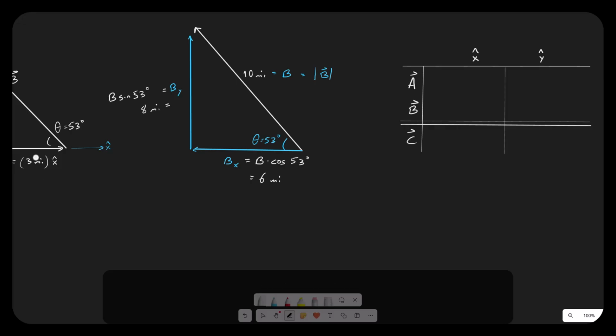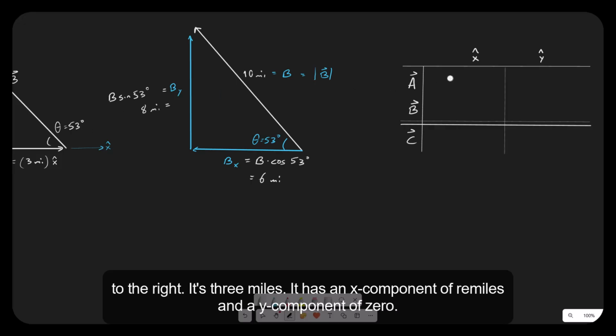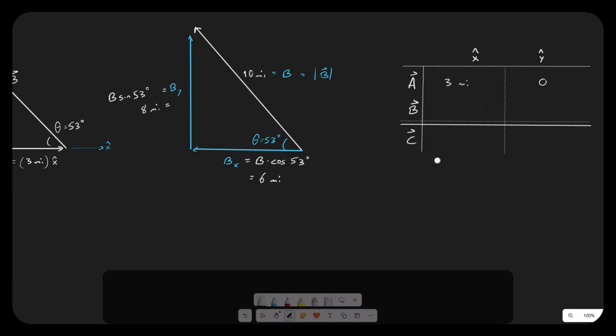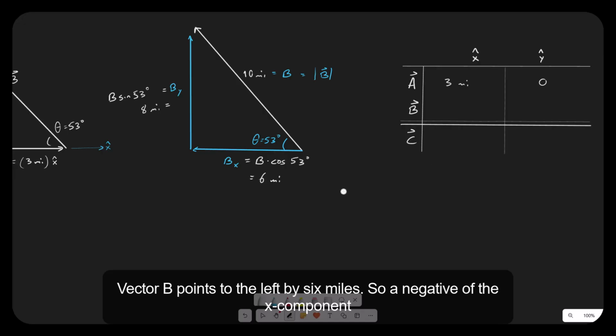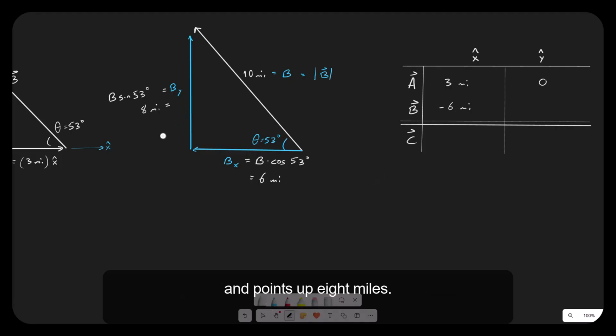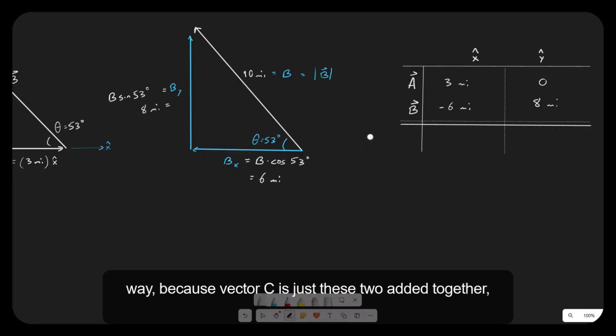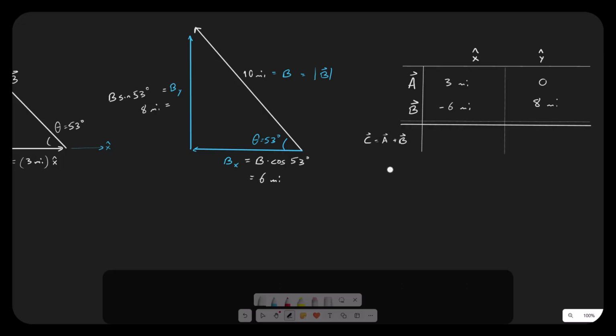Vector A points to the right. It's 3 miles. It has an x component of 3 miles and a y component of 0. Vector B points to the left by 6 miles, so negative for the x component, and points up 8 miles. And then because vector C is just these two added together, I can add the components. This is what I've done before.